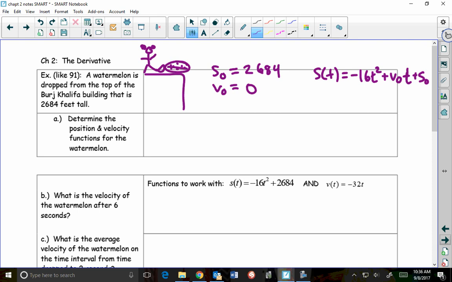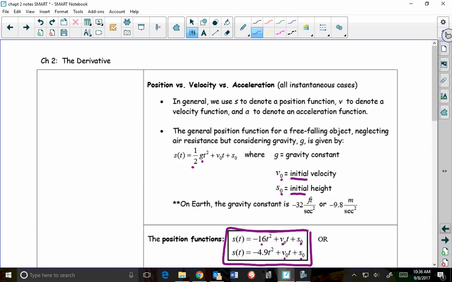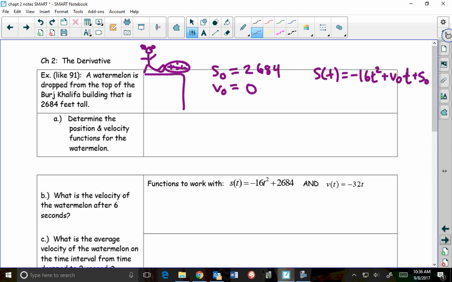Oh, okay. So, give me the position function now that we know that information. Negative 16t squared plus 0t, right? Plus 2,684.